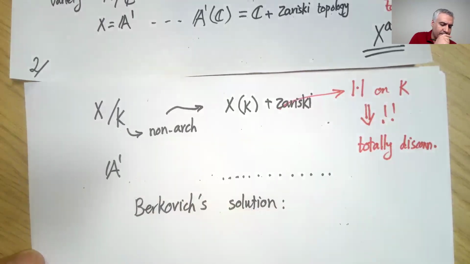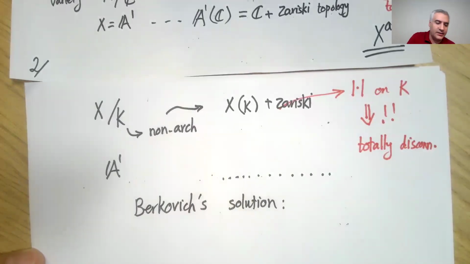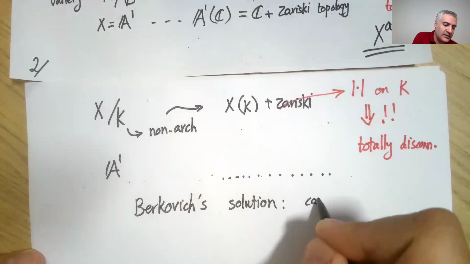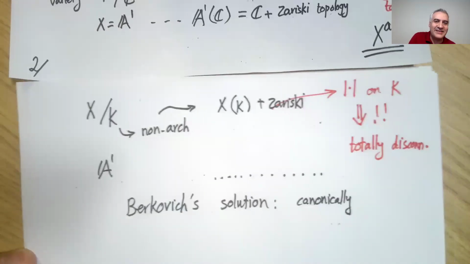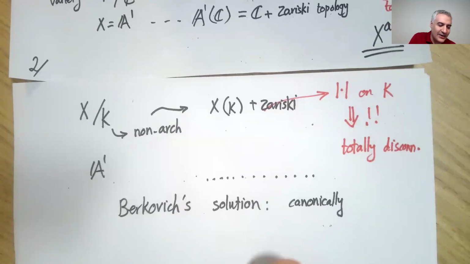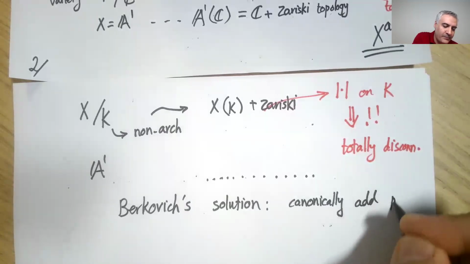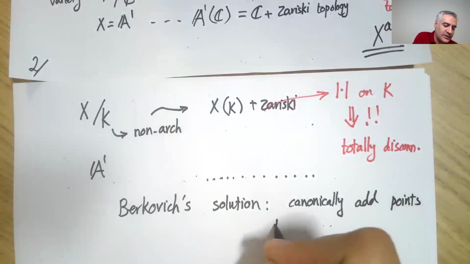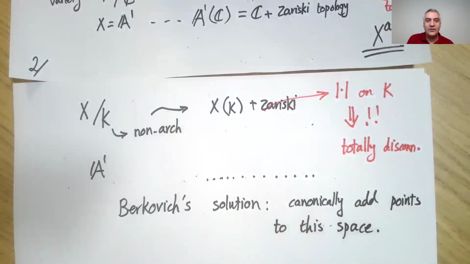Berkovich's solution is to look at the fact that there are missing points here. There is a natural way to add points to this. Sorry, I'm using the word canonical too many times in this talk, I realize, but this is the old-fashioned canonical that mathematicians are used to. It's so nice that it will make your space very connected, and in fact much nicer than that. It comes with a structure sheaf and all that.